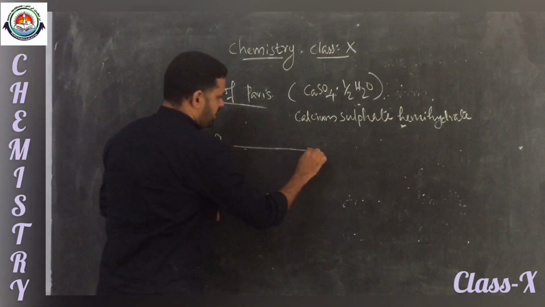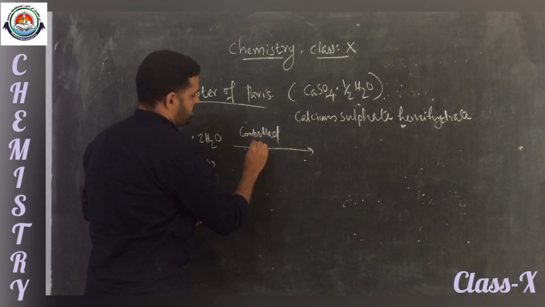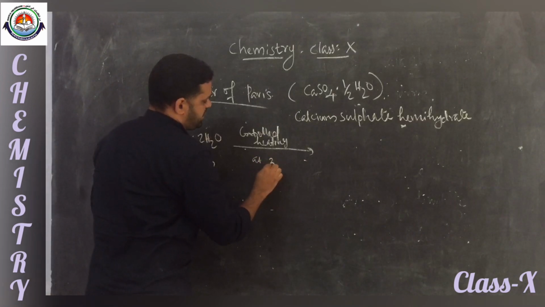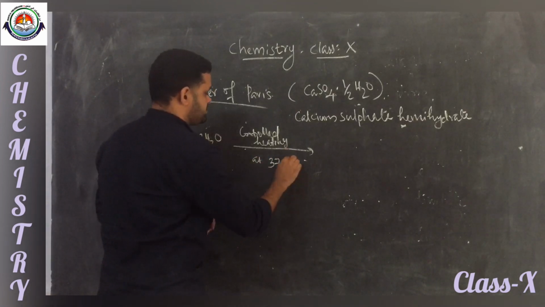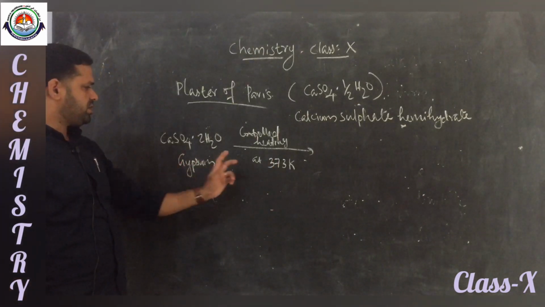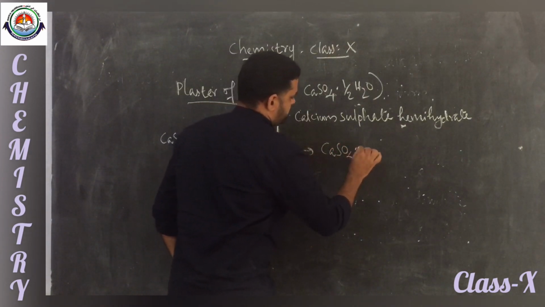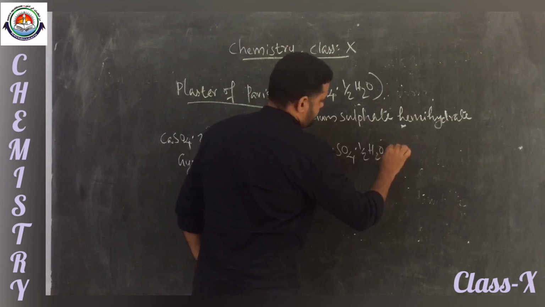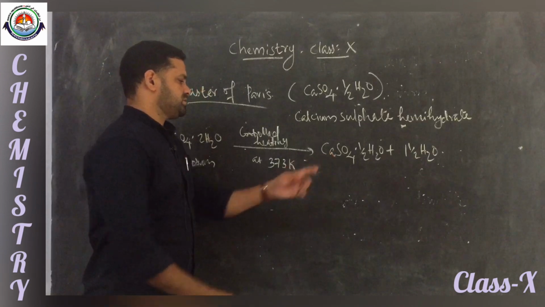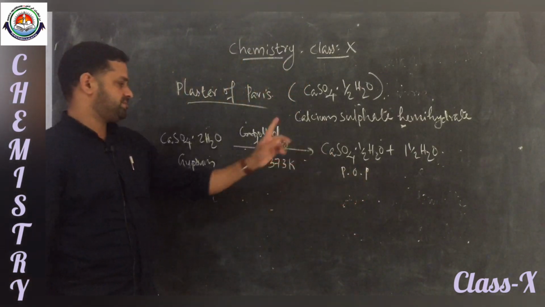Gypsum on controlled heating at 373 Kelvin or 100 degrees Celsius. So, when gypsum is heated in a controlled manner, we get CaSO4 half H2O plus H2O. This is called plaster of Paris, POP, that is plaster of Paris.